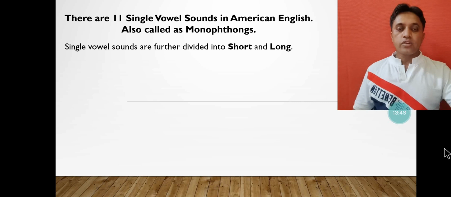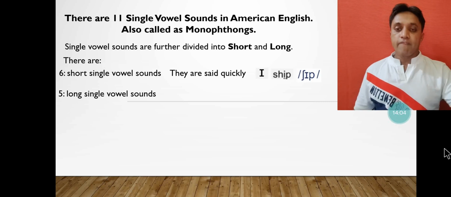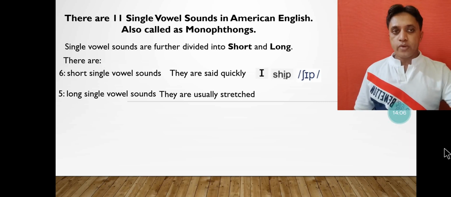Single vowel sounds are further divided into short and long sounds. There are 6 short single vowel sounds. They are said quickly, like i, ship. And there are 5 long single vowel sounds. They are usually stretched, like e, sheep.